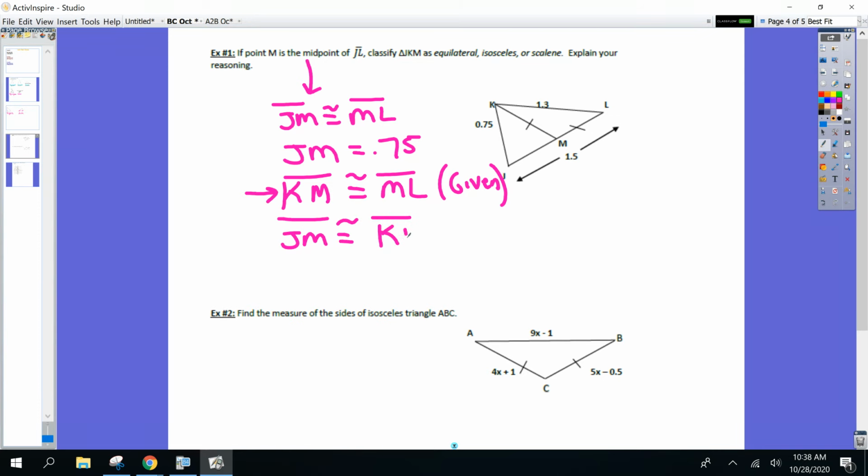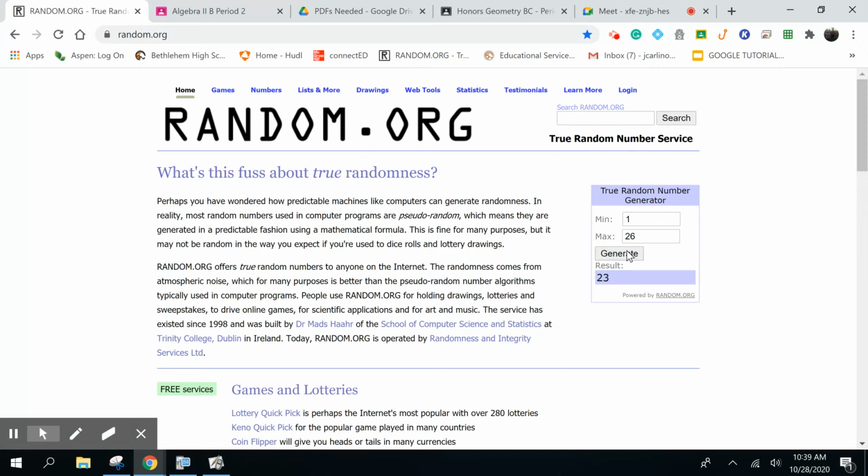Good. So does everyone see these segments that are all equal to each other? I got 0.75 here, 0.75 here, 0.75 here. All right. Let's answer the question. What type of triangle is J, K, M? All three sides are 0.75. What type of triangle am I working with?